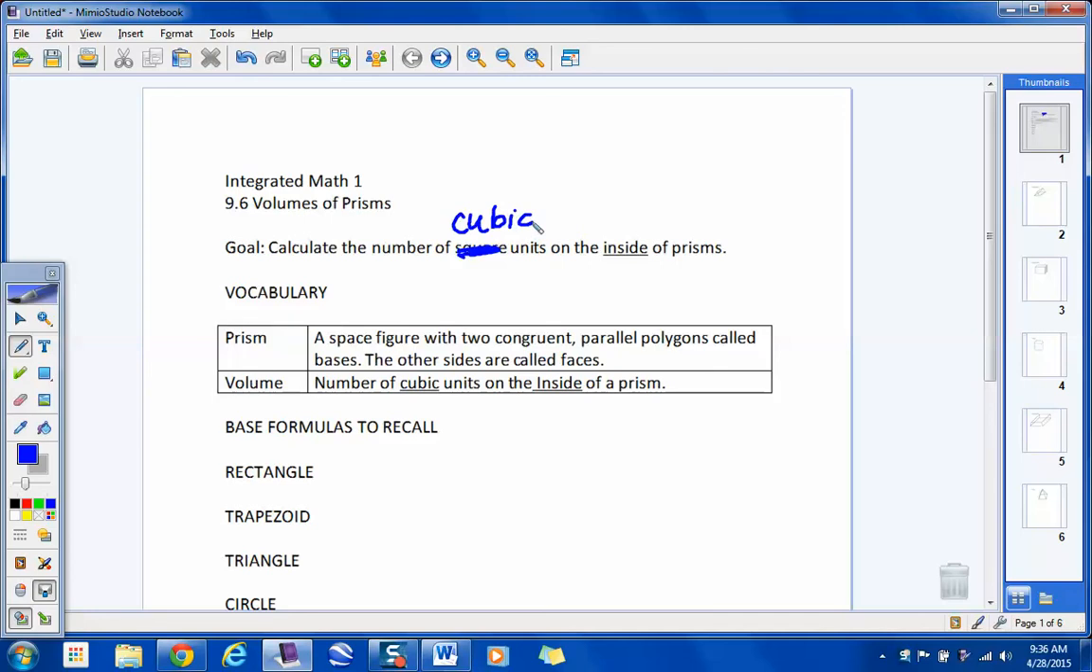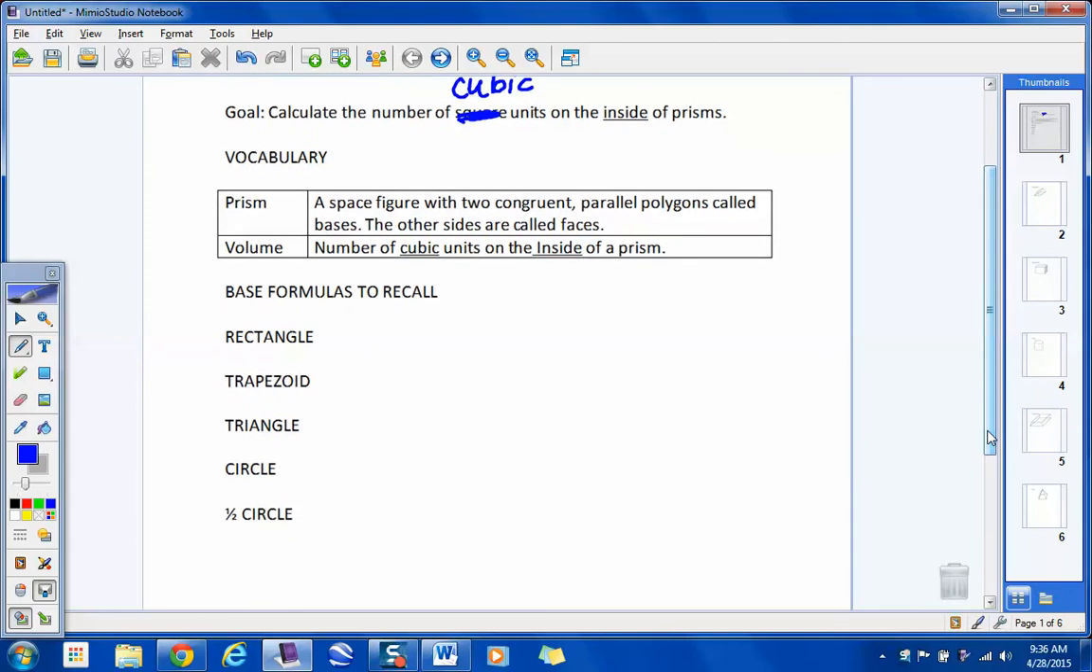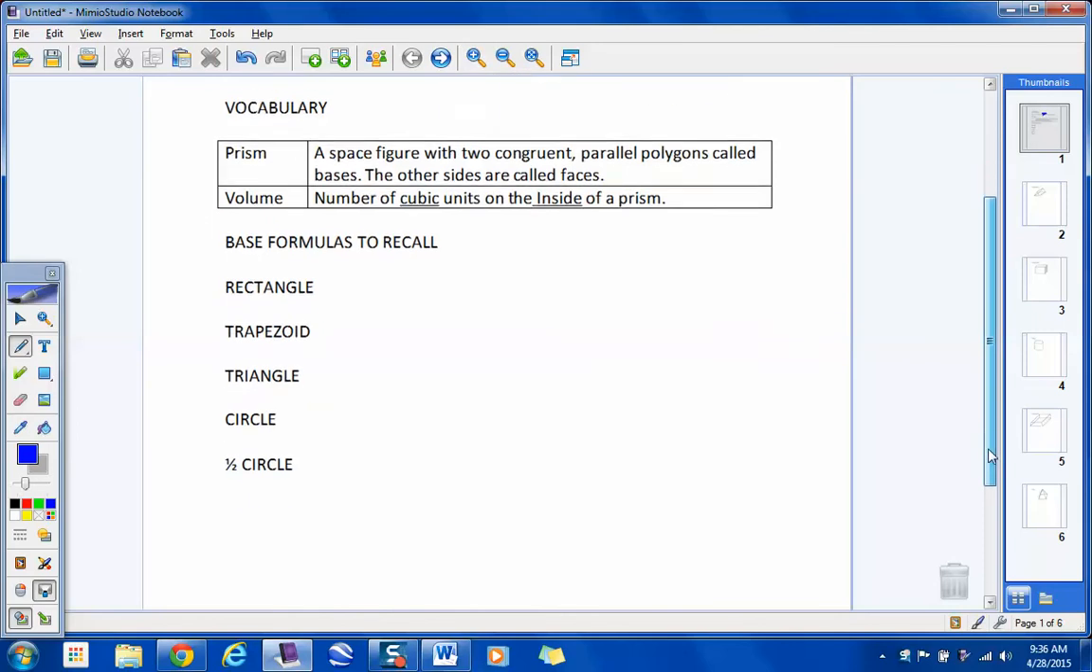All agree there? Okay, so it's just like this big cube right here. I want to know how many of these little cubes can I put in there, packed together adjacently to fill this up completely. That's all we're talking about today. So guys, we already know what a prism is. Right here, volume, number of what? On the inside of a prism. We should be able to spit these out real quickly.